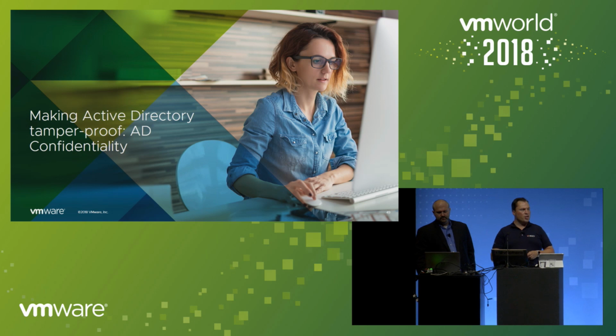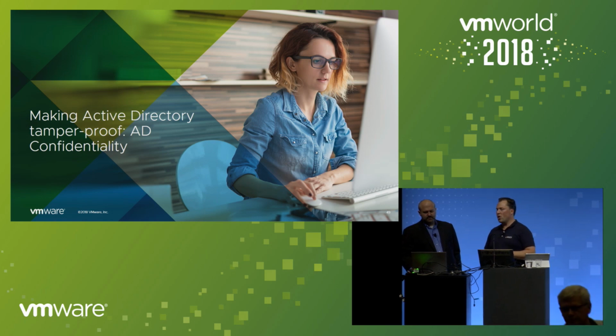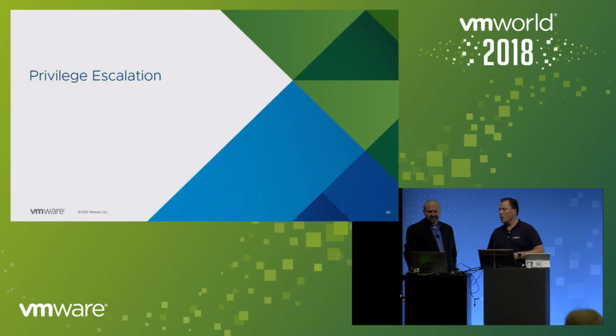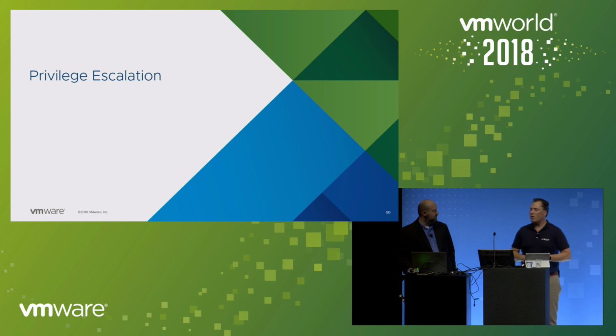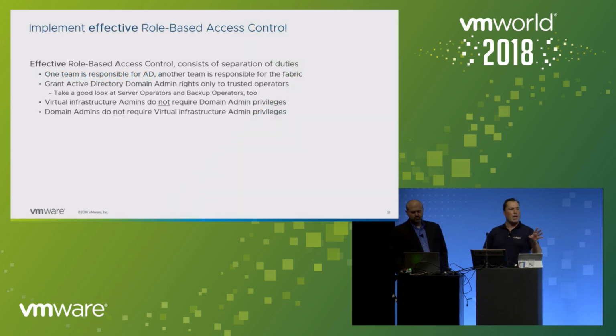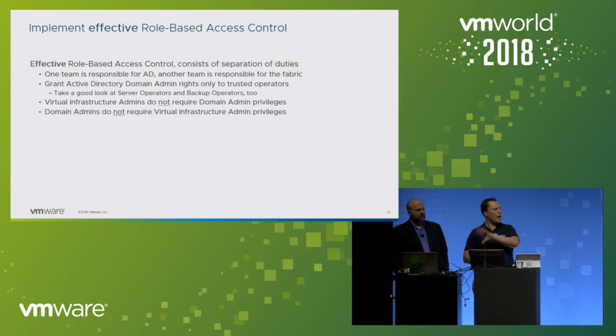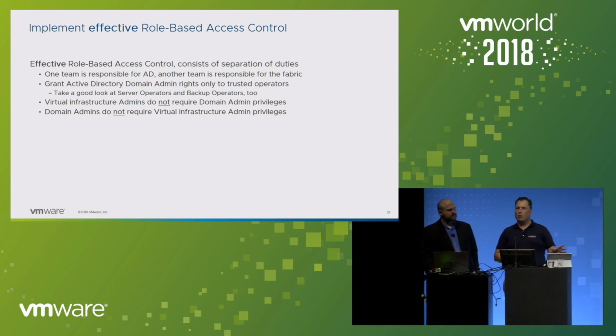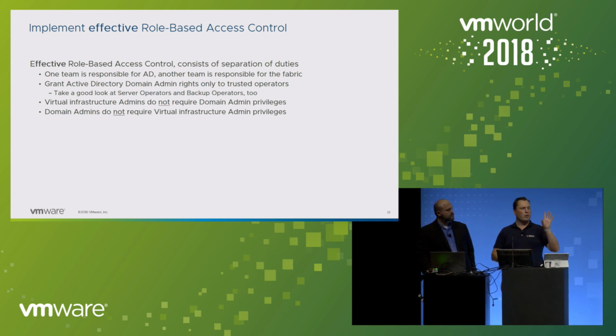Now let's talk about confidentiality, because we've already talked enough about integrity. Right. We've already talked about availability. Now let's talk about confidentiality. And let's talk quickly. Yes. So you already mentioned privilege escalation, and a vSphere admin doesn't have to be a domain admin. Domain admin doesn't have to be a vSphere admin. If you really think that today, then I really urge you to reconsider that.